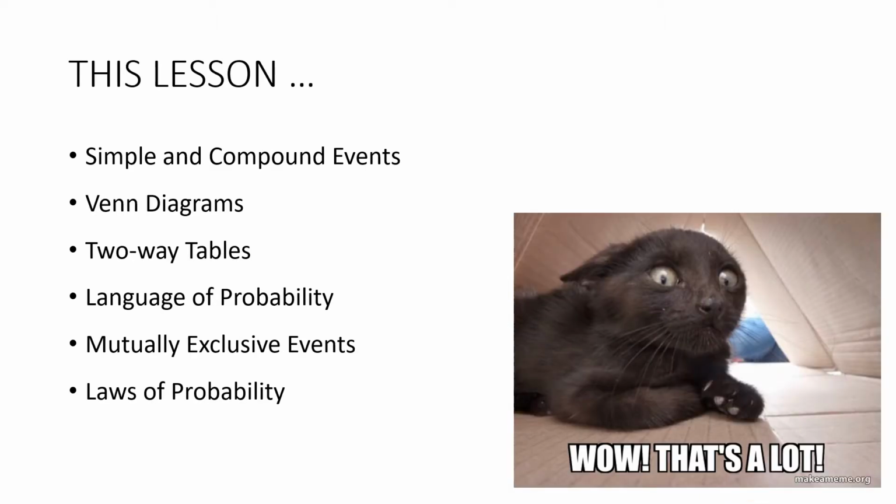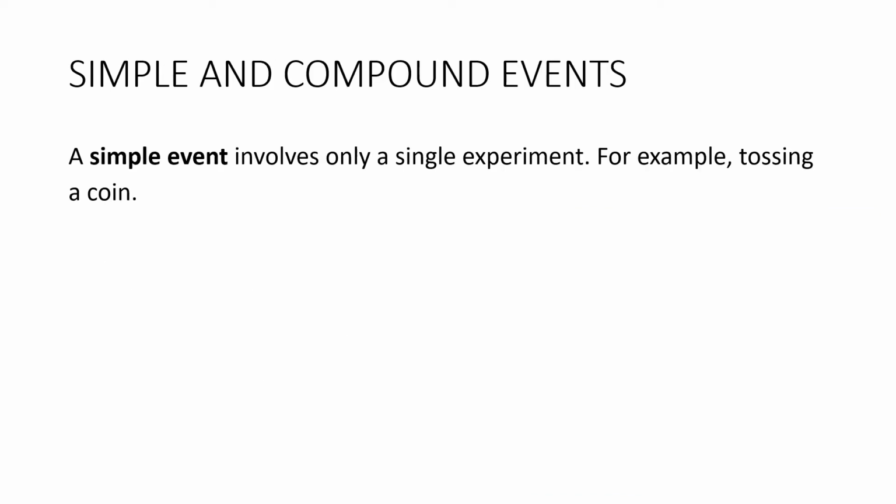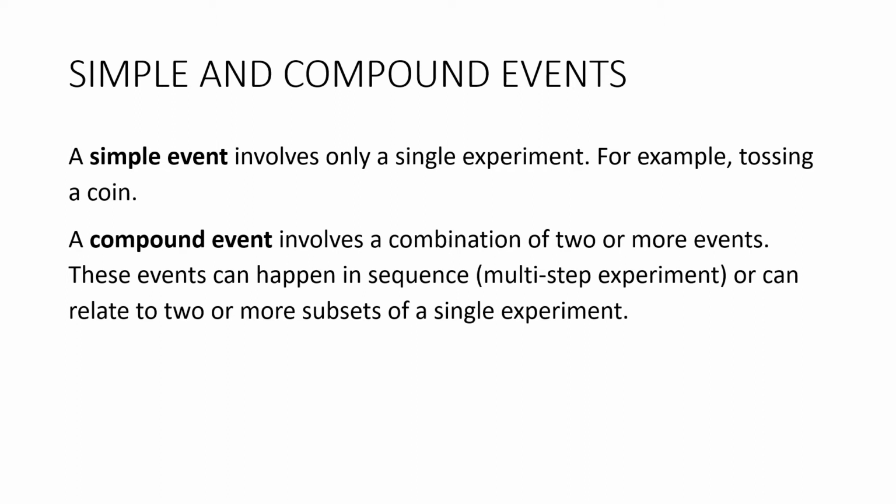This lesson we're going to look at the difference between simple and compound events, Venn diagrams, two-way tables, the language of probability, mutually exclusive events, and we'll finish off with the laws of probability. Now a simple event involves only a single experiment, like tossing a coin. But a compound event involves a combination of two or more events. These events can happen in a sequence, which is a multi-step experiment, or they can relate to two or more subsets of a single experiment.